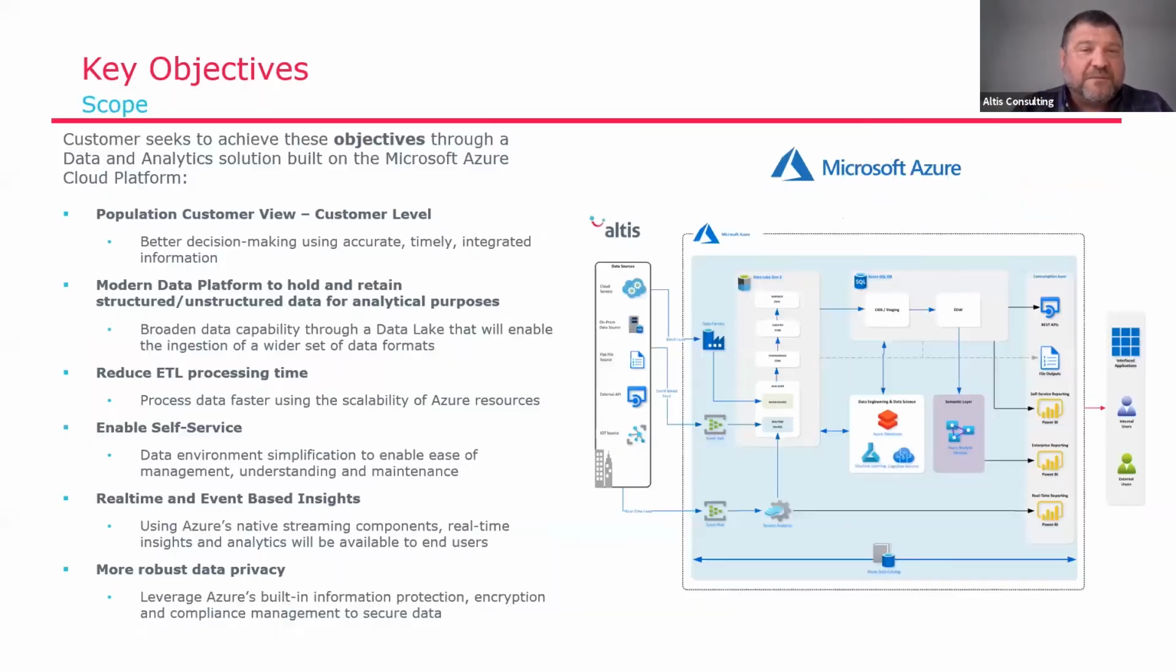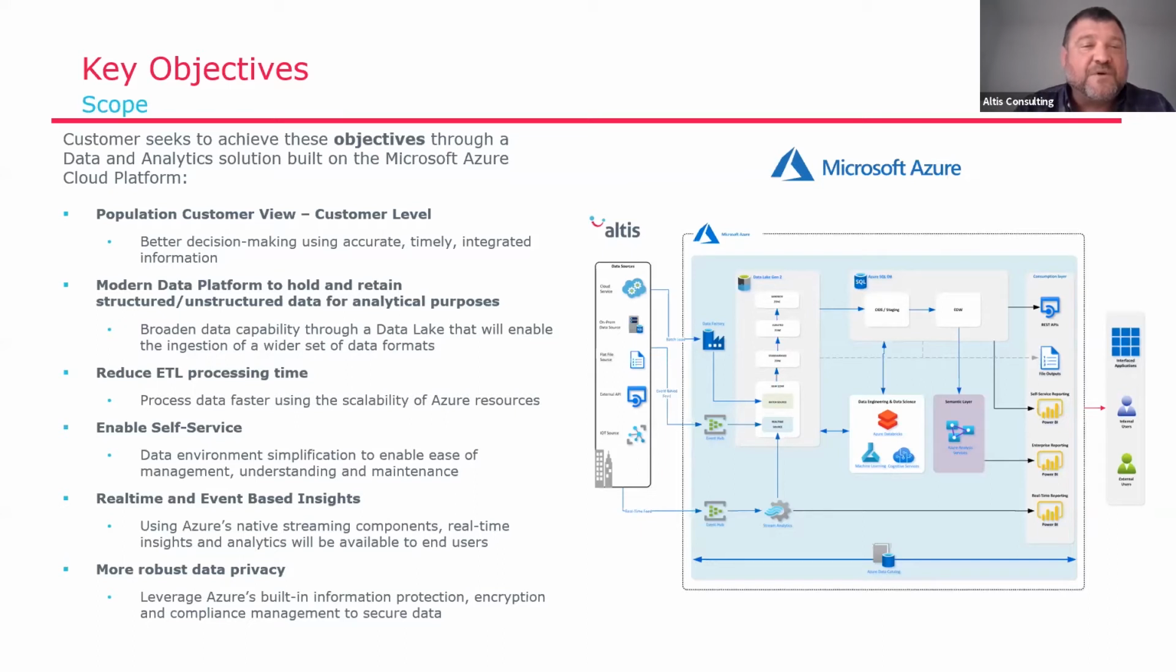What is important is also understanding your key objectives, not just your current state pain points, but also what some of your key objectives are. So for example, here I'm using a bit of a Microsoft architecture, though this of course applies to AWS or Snowflake or your on-prem world as well. I'll just use an example here.